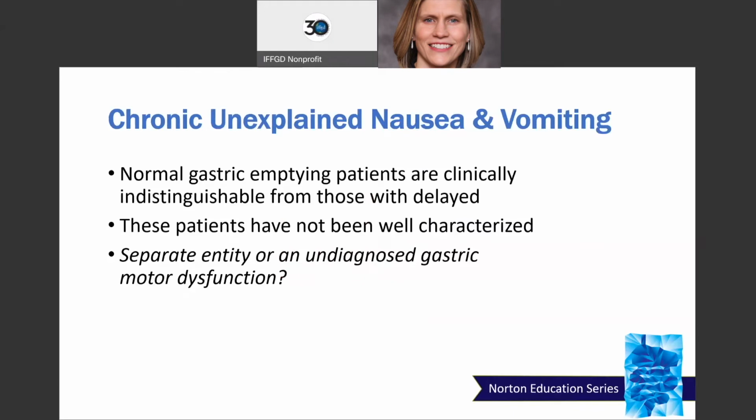People have studied these in adults. People have studied these chronic unexplained nausea and vomiting patients. There's a nice gastroparesis registry of many hundreds of adults who suffer from these symptoms. And they found that patients who have normal gastric emptying are actually indistinguishable from those who have delayed emptying. So that makes it even harder. What's going on? We can't distinguish them. They have simply not been very well characterized.